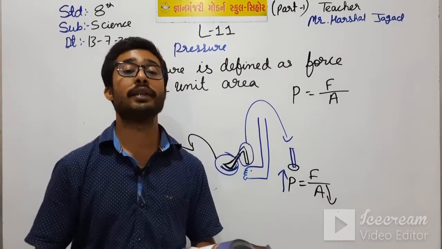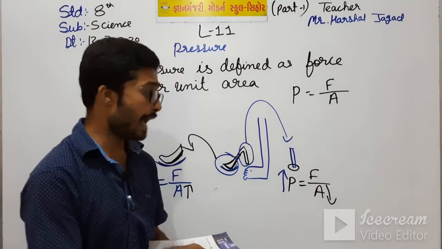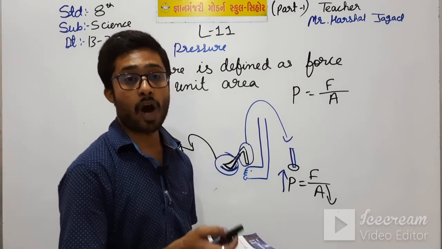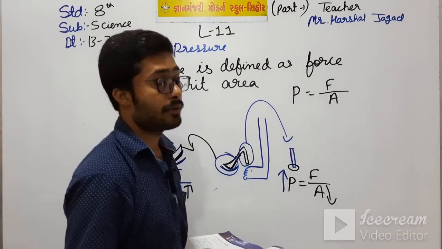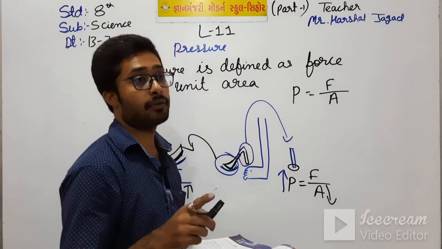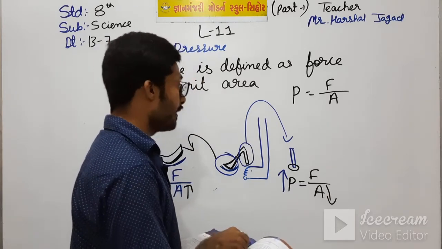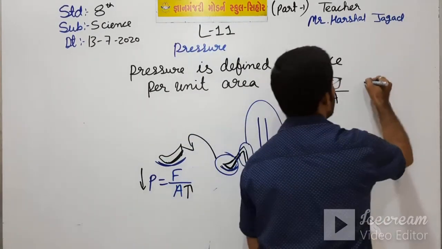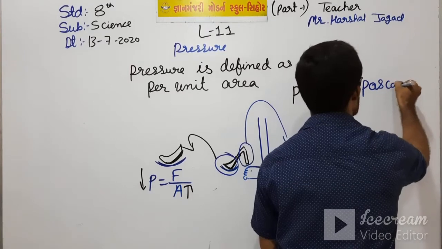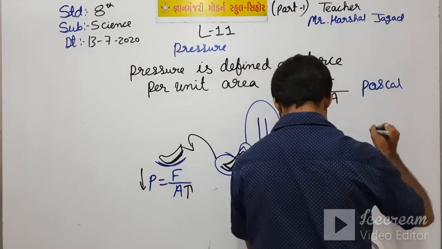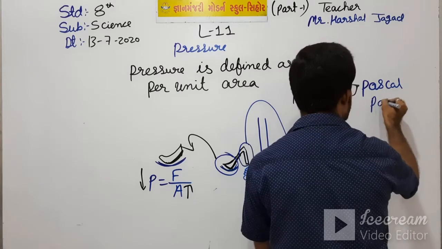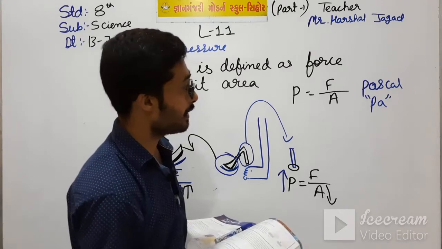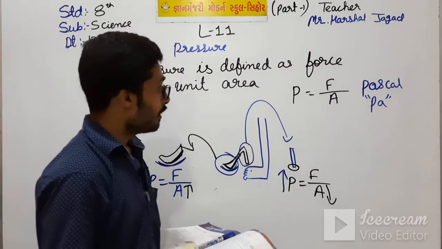As we know, for time there are units called second, minute, hour. Okay, but the SI unit of time is second, and here the SI unit of pressure is Pascal, which is represented as Pa. Okay students, so the Pascal is represented as Pa.